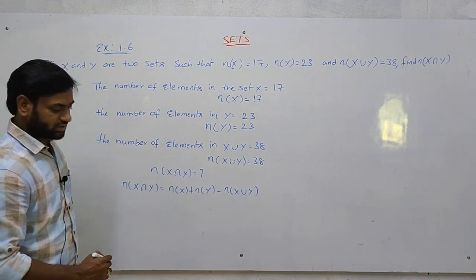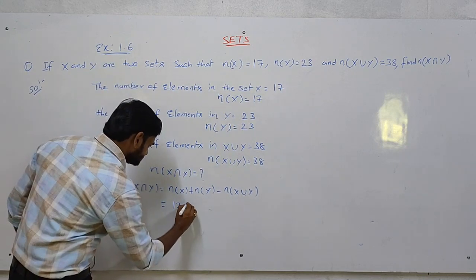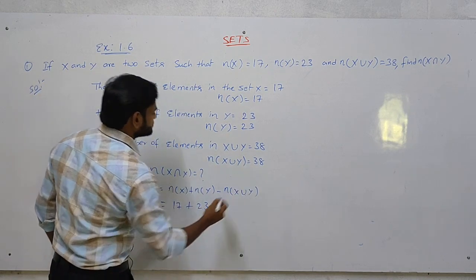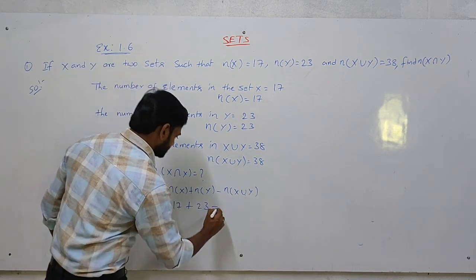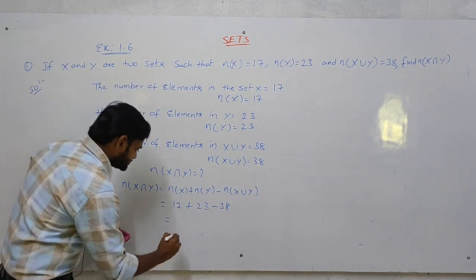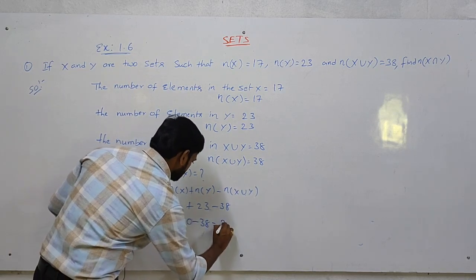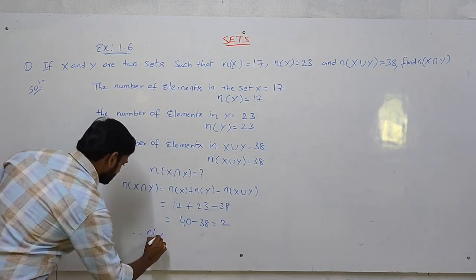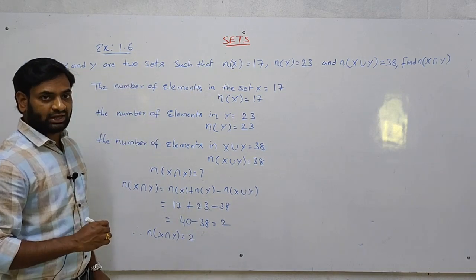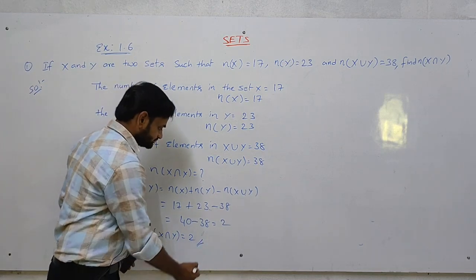This formula we have to use here. So what is n of x? n of x is 17 plus 23 minus n of x union y. x union y is 38. So 17 plus 23, that is 40, minus 38. It is equal to 2. Therefore, n of x intersection y equal to 2. That means the number of elements in x intersection y are 2.